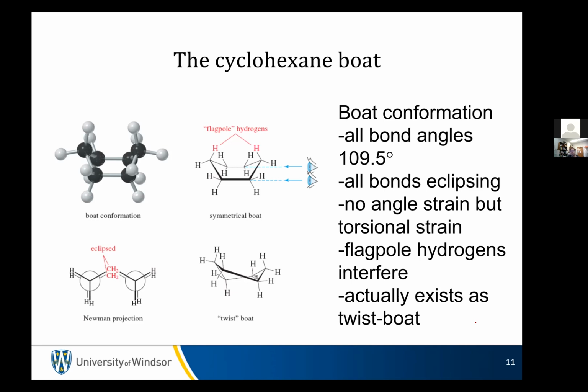Everything is less stable than a chair. Claire asked, is a twist boat still less stable than a chair? Everything is less stable than a chair.